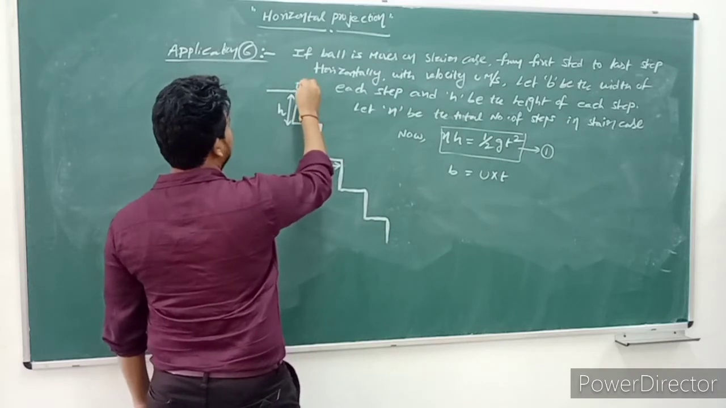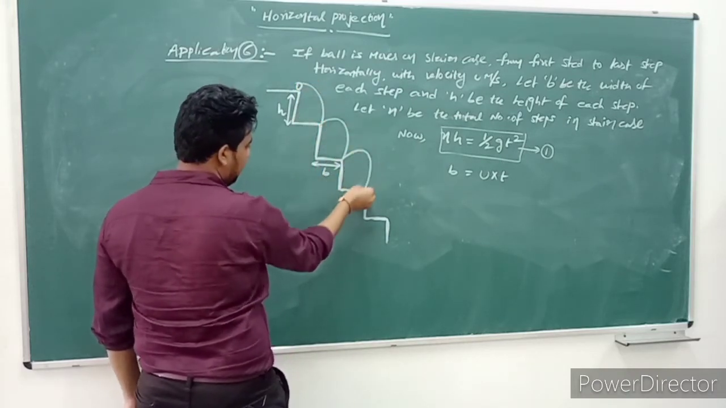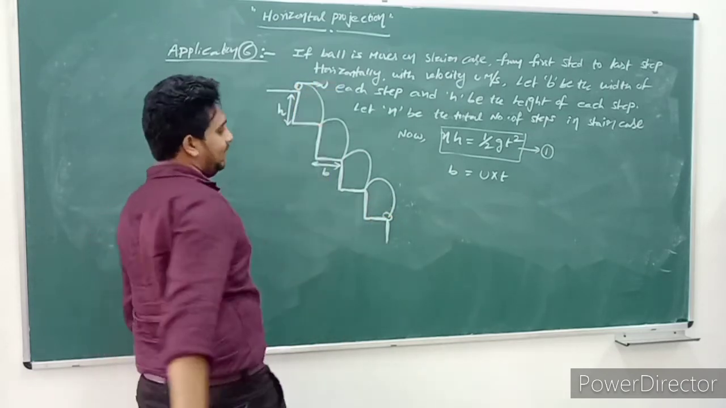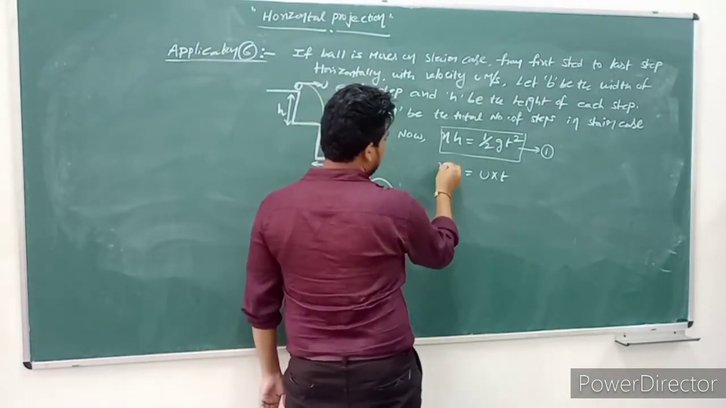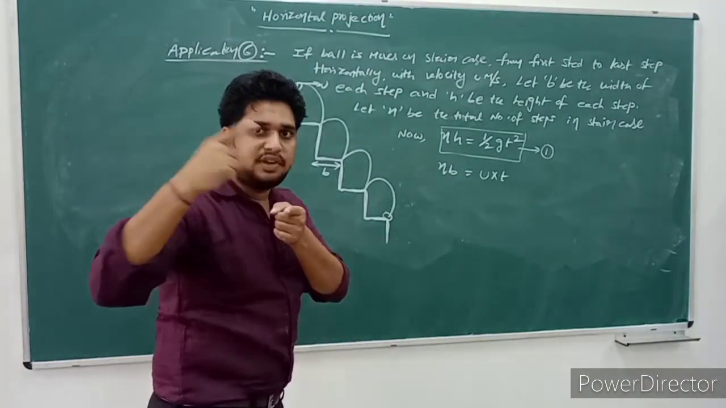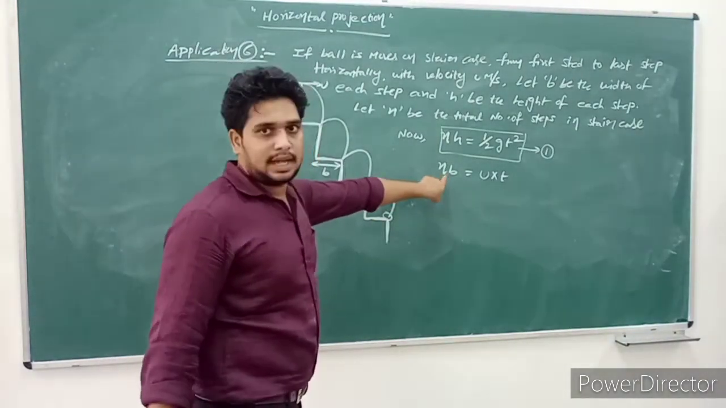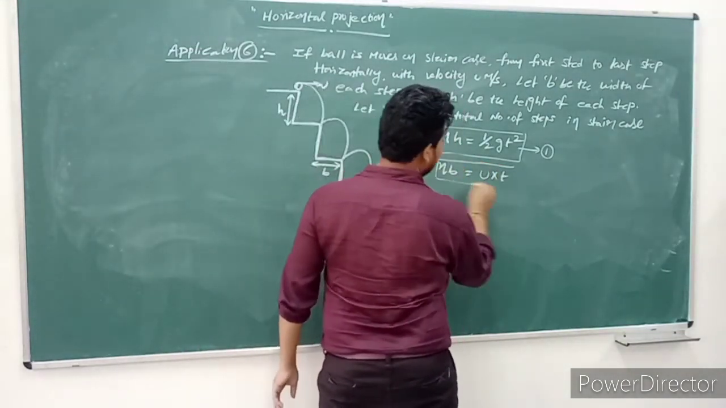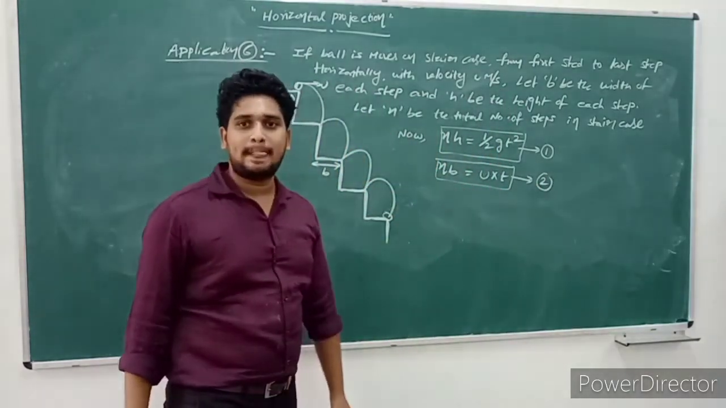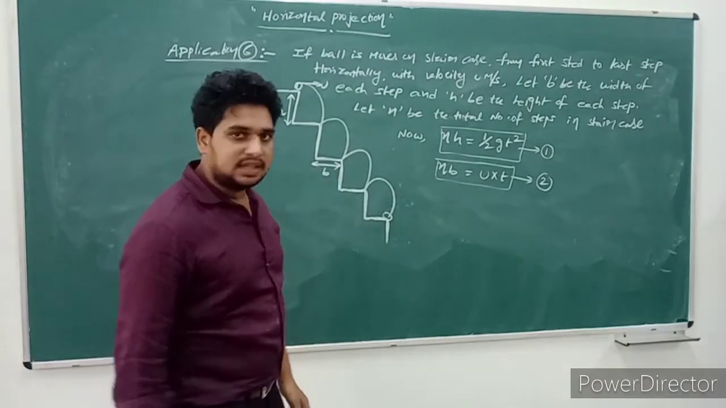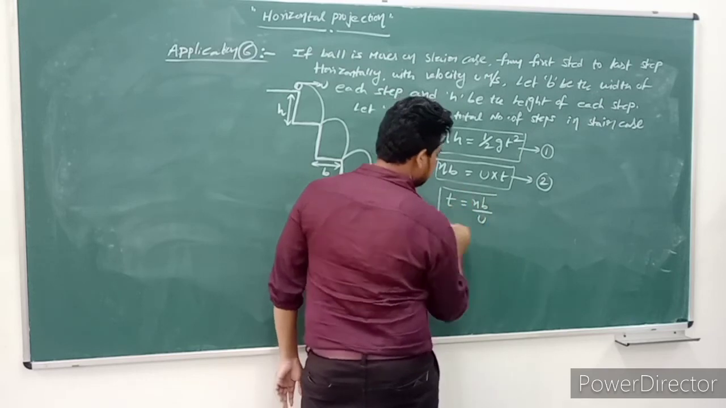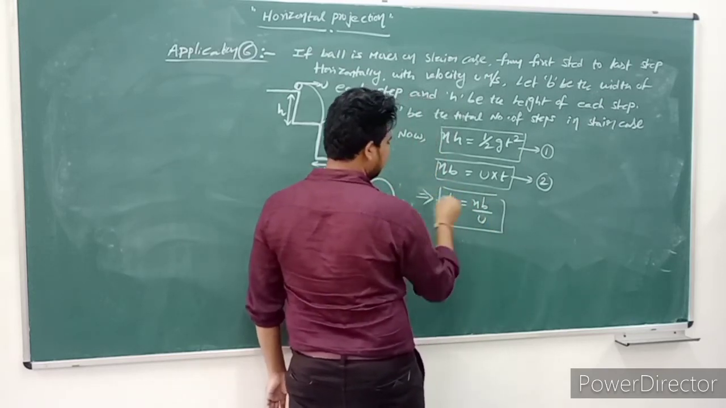Here the ball travels like this, and here it will land. So b is equal to u into t. Here, n number of steps are there, and each step's width is b, so the total is n into b. And b is equal to u into t. So we got two equations here. From the second equation, t is equal to n b by u.